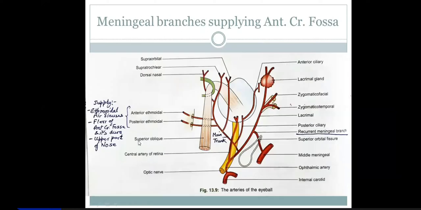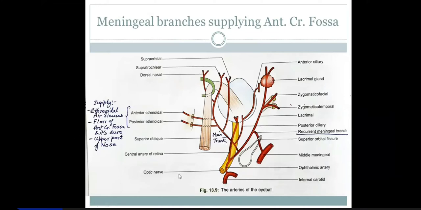Now, talking about those branches which will supply, you should have some idea about from where these branches are entering into the cranium. So we were talking about the meningeal branches supplying the anterior cranial fossa, and remember there were three branches: ophthalmic artery and then anterior and posterior ethmoidal artery.